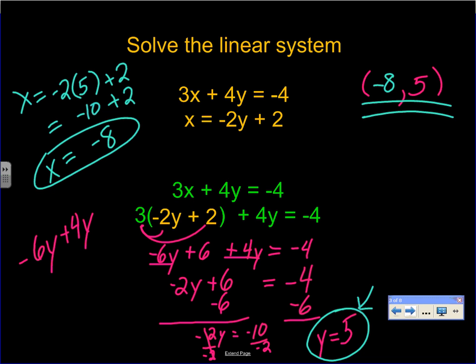So your solution to the linear system of equations is negative 8, 5. Those two equations that we started out with will cross at that point right there, negative 8, 5. Basically, you have to solve for one variable, substitute it in, and solve for the other variable.